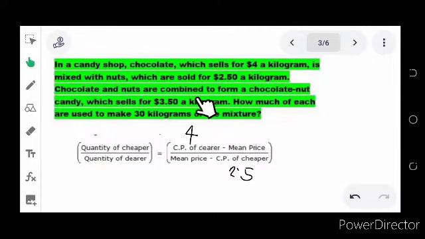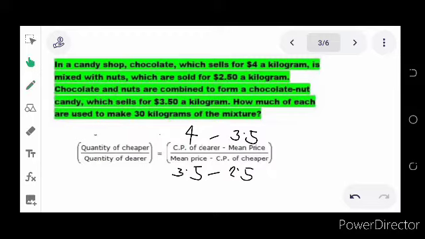Then chocolate and nuts are combined to form a chocolate nut candy. So this is now the mixture of the chocolate and the nut, which sells for 3.50. Now this 3.50 is the price of the combined. So this is now your mean price. This gives you 3.5, and this one here is 3.5 minus.